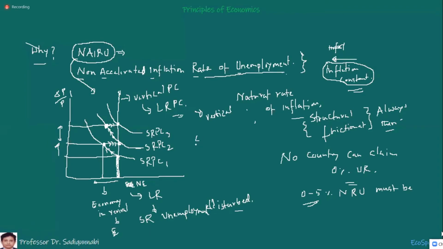And what is the shape of SRPC? Response please. What is the shape of SRPC? Convex. Downward sloping. Okay, the slope of SRPC is downward sloping.